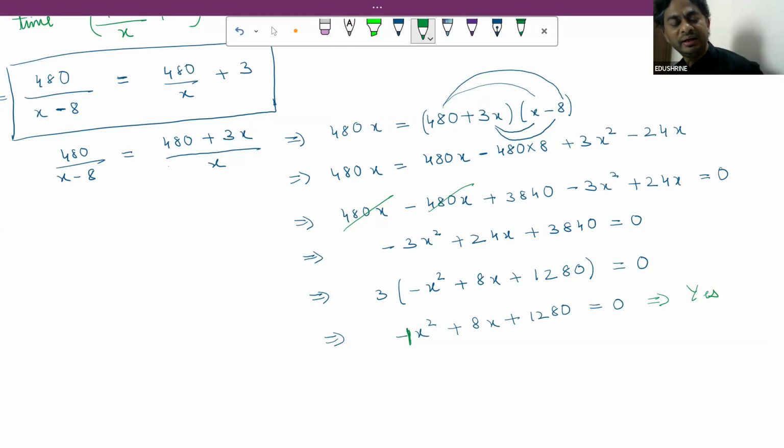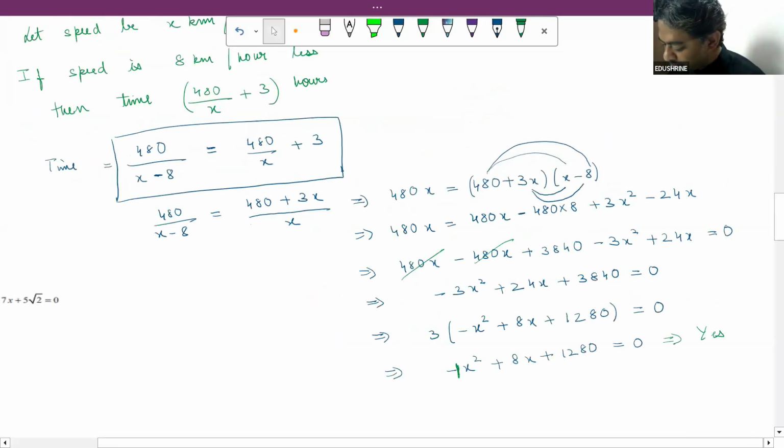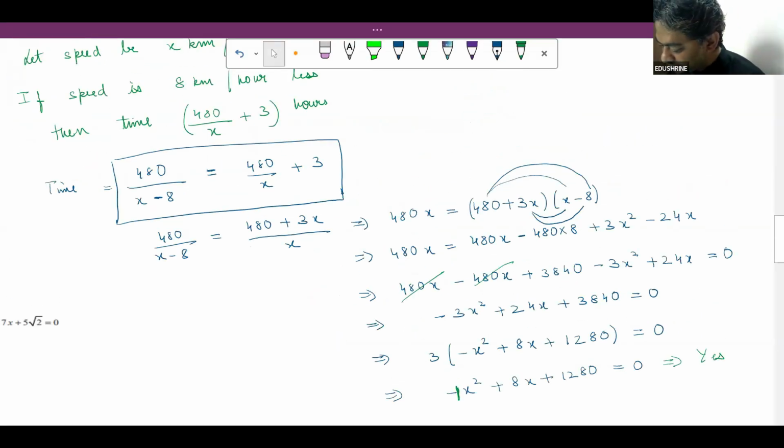Coefficient of x square can be negative also. Coefficient of x square should not be only 0. It cannot be 0. It can be any other real number. That is, it can be positive numbers also. It can be negative numbers also. But it cannot be 0. That's the idea.